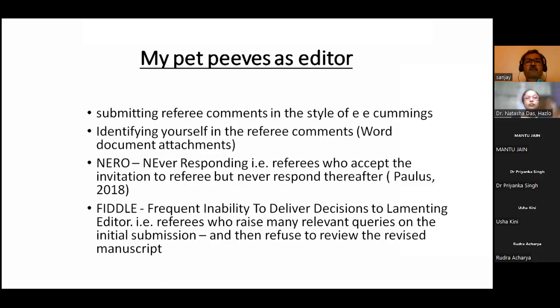Here are some of my pet peeves as editor, and this is linked to research integrity. And well, some people have it. One does it every time, submitting referee comments in the style of E.E. Cummings, everything in small, no caps where it's required. E.E. Cummings was a poet who wrote a lot of his poems in small, no caps. That's his style. Okay, fine. But you're not E.E. Cummings, submit it like a proper referee.